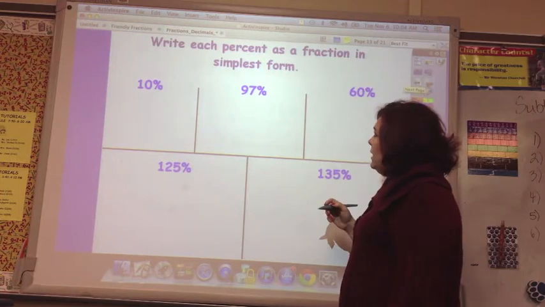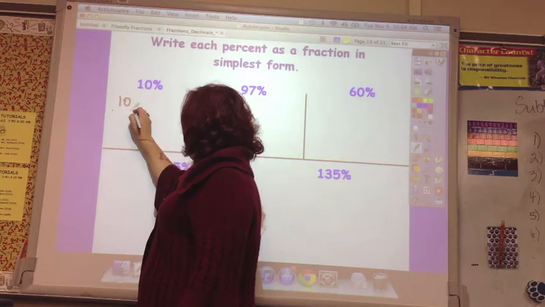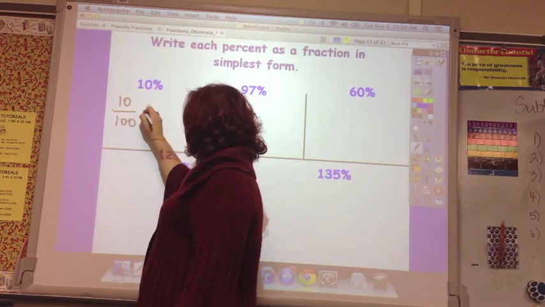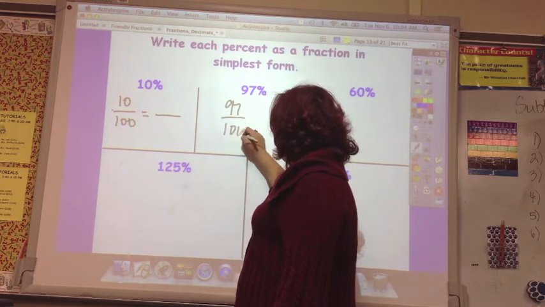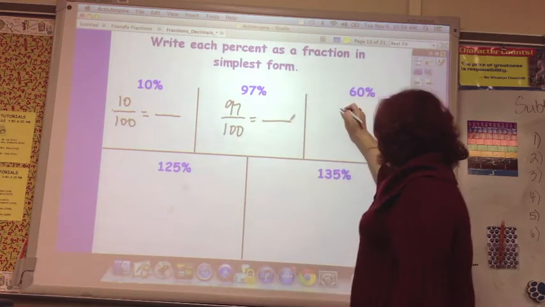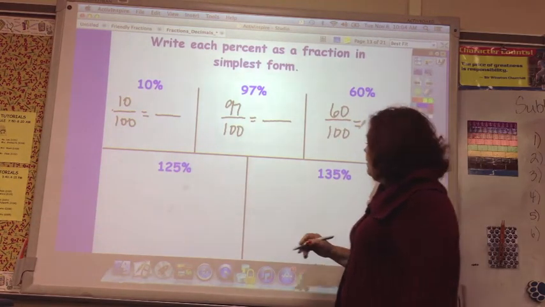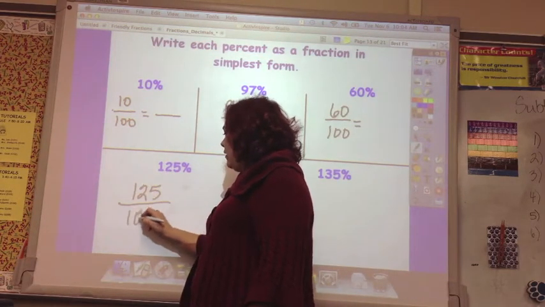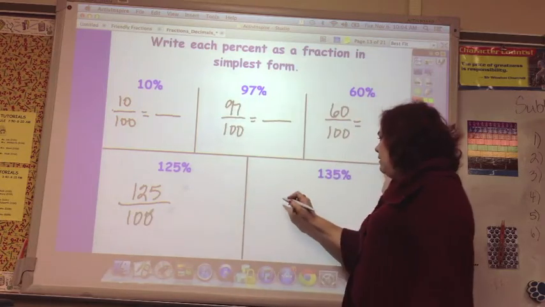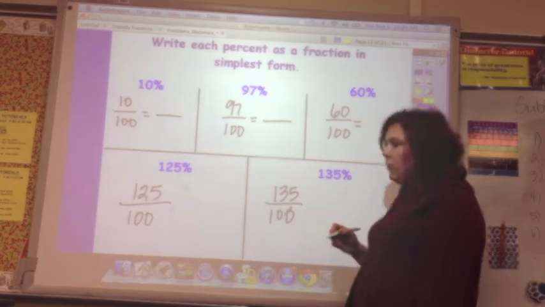So let's write each percent as a fraction in simplest form. This would be 10 out of 100, because that's what percent means, and you'd simplify. This would be 97 out of 100, and you'd simplify. And this would be 60 out of 100, and you would simplify. And this one's interesting. This would be 125 out of 100, and you'd simplify. And this would be 135 out of 100, and you'd simplify. So go ahead and pause the video and simplify this.